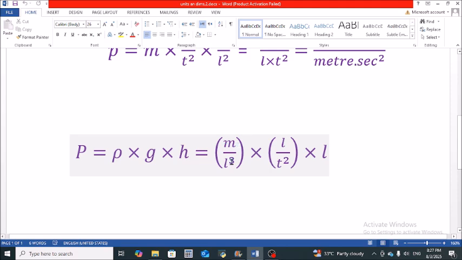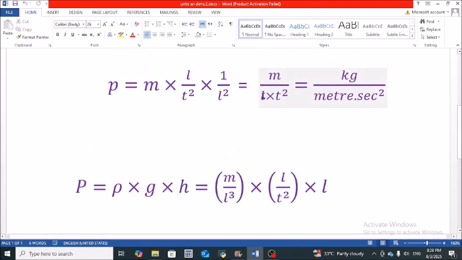Rho is mass per unit volume, mass over volume, that is M over L cube. g is L over T square. h is L. So here we would be left with, in the numerator, L times L, that's L square, and in the denominator, L cube. So the L square would be cancelled with two of the L's of the L cube. We would be left in the denominator with, as I said, simply L. In the numerator we have the M. In the denominator it is the T square as before, as force over area. So we would be left with M over L T square.